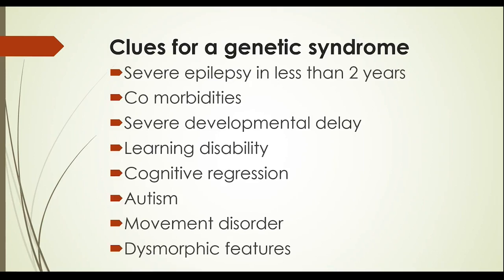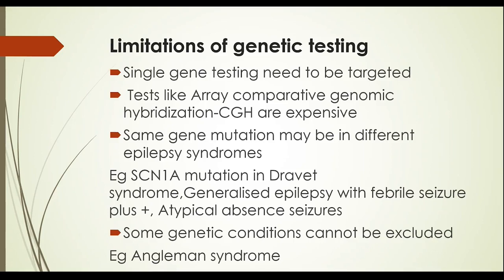So, if you have a clue for a genetic syndrome, you have to go for those genetic investigations. Severe epilepsy in less than 2 years of age that is very resistant to your treatment, and if there are comorbidities, developmental delay or regression, or learning disability, autism, associated movement disorder, or if the child is having dysmorphic features, you might have to think about a genetic syndrome rather than just an epilepsy. Right. So single gene testing needs to be targeted to diagnose it. There is an obvious limitation.